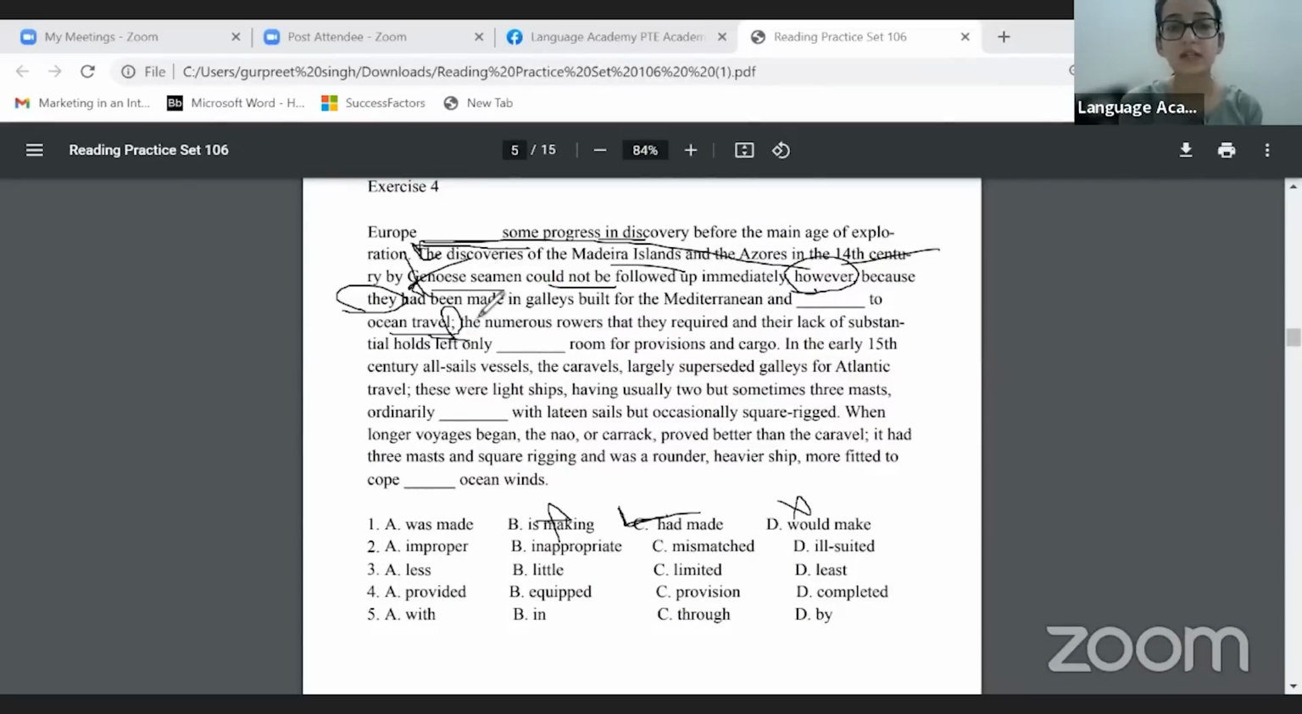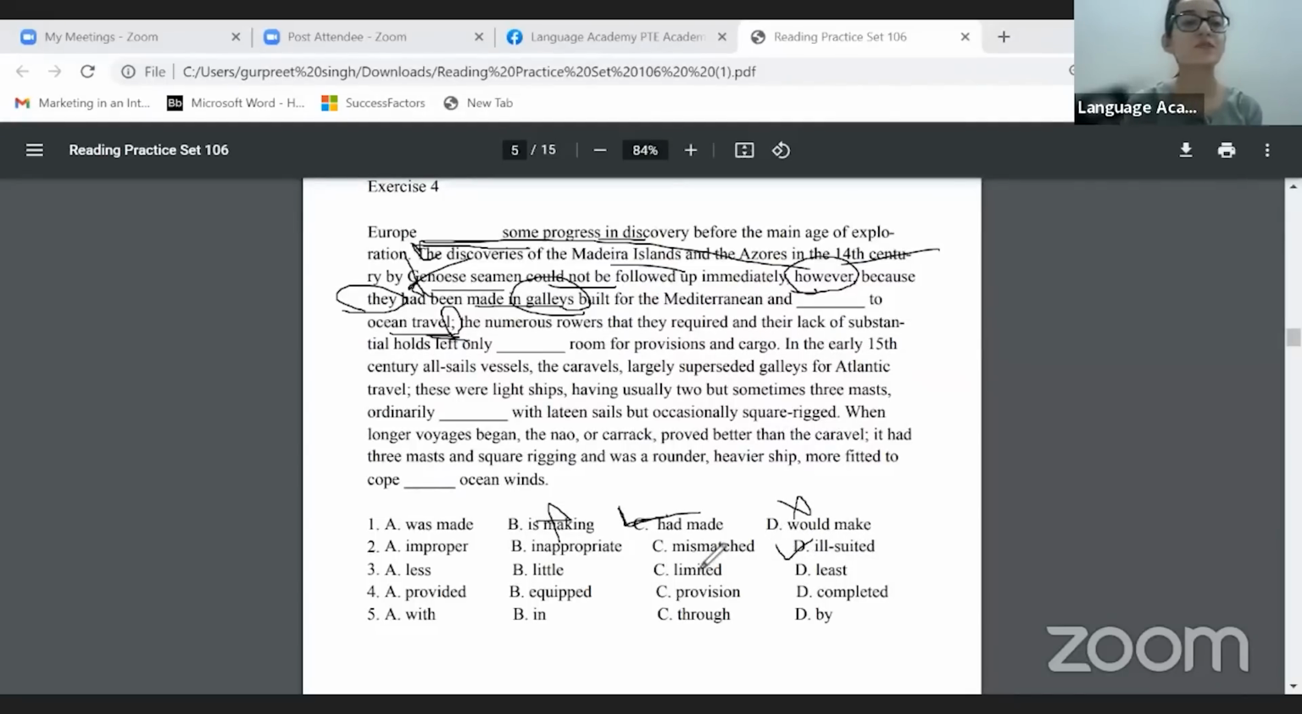So these things that they made in galleys are a kind of ships. So if you want to note it down, the discoveries had been made in galleys, means some ships which were built for Mediterranean travel and dashed to ocean travel. So the ships were improper to ocean travel. The ships were inappropriate to ocean travel, mismatched to ocean travel, or ill-suited. So we'll say these ships are not suitable for ocean travel.